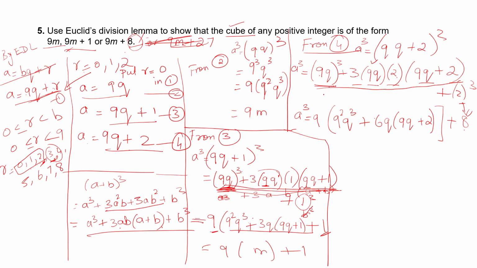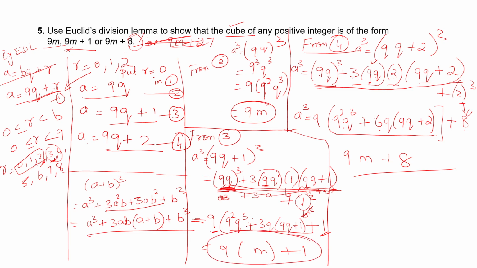From the first term 9 taken outside. 9 square q cube inside. From the second term 9 taken outside. 3q2, okay, 6q I have written. And then (9q plus 2). All these are as such. So this we will consider as m. So it will be of the form 9m plus 8. So we are done with our question. 9m plus 1 and 9m plus 8.